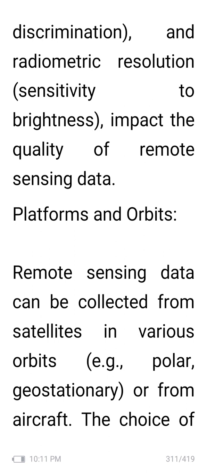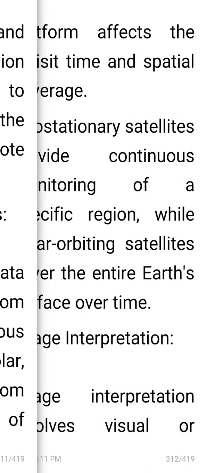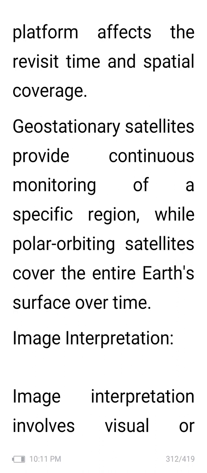So, platforms and orbits. Remote sensing data can be collected from satellites in various orbits, like polar and geostationary, or from aircraft. The choice of platform affects the revisit time and spatial coverage. So, geostationary satellites provide continuous monitoring of a specific region, while polar orbiting satellites cover the entire Earth's surface over time.